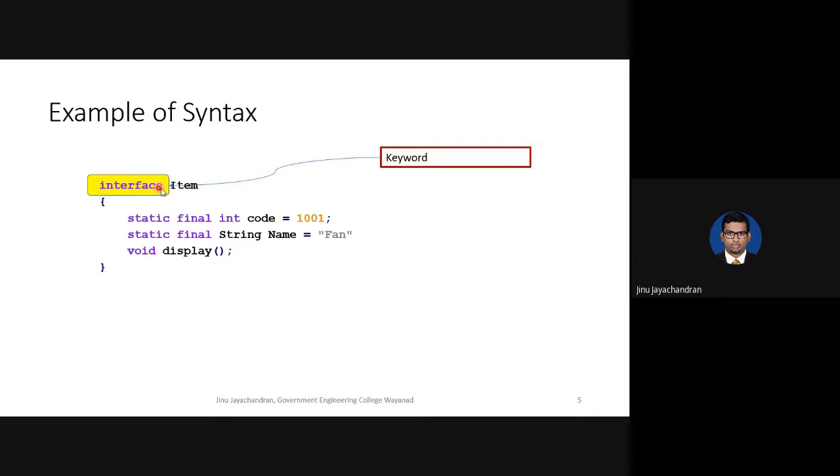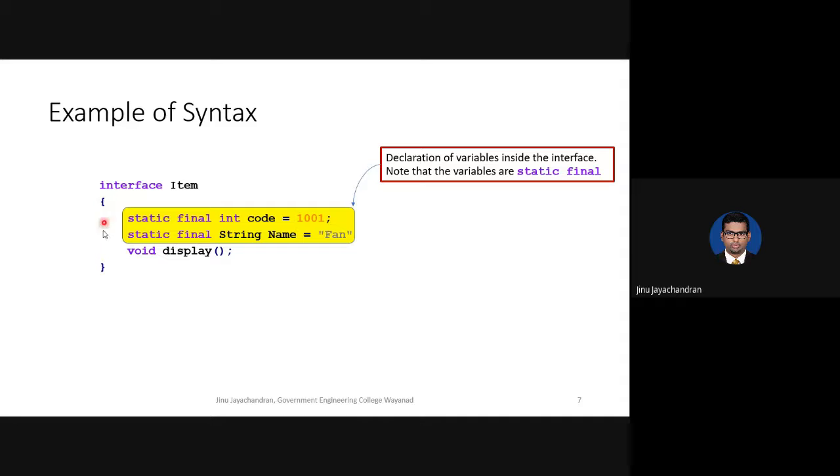So interface is the keyword. You write interface, and item is the name of the interface. So I say item, you will have open braces and close braces. Inside it, you will declare, let's say in this example, I'm declaring two variables, code and name.